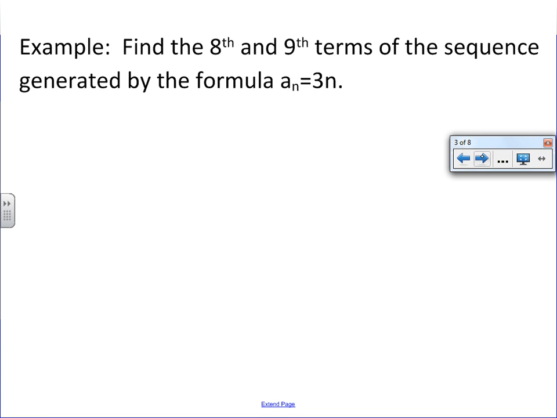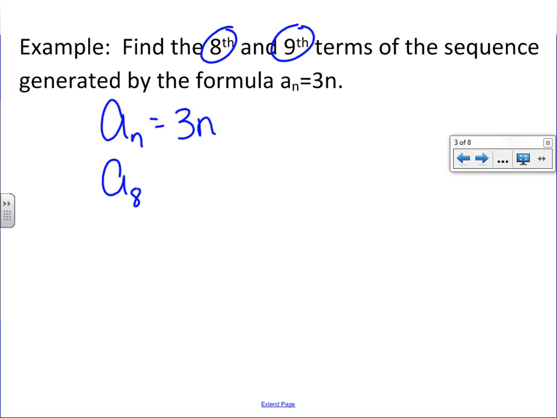Okay, so it says find the 8th and 9th terms of the sequence generated by the formula a sub n equals 3n. So we start with the formula a sub n equals 3n, and we want to find the 8th and the 9th. If we're looking for the 8th, instead of n, we're going to plug in 8. So a sub n, which means 8th term, equals 3. And when we substitute for a variable, we open up those parentheses and we plug in what we're talking about, which is 8. So the 8th term, or a sub 8, equals 3 times 8, which is 24.